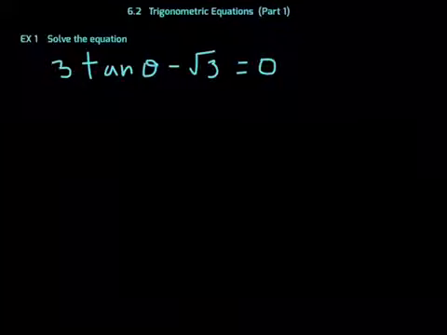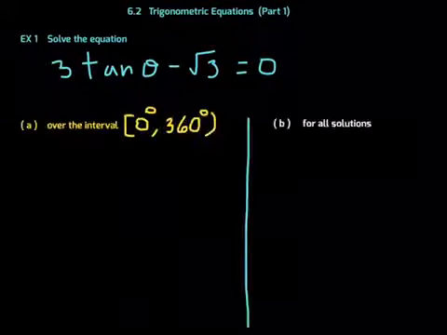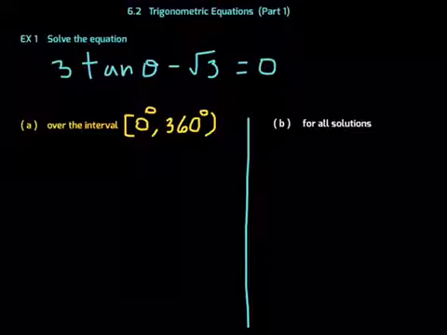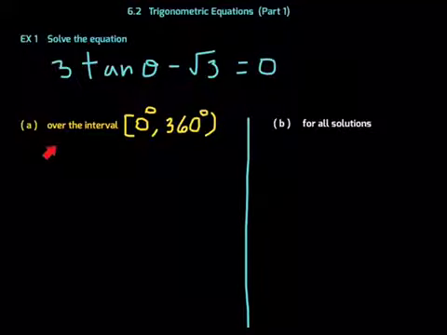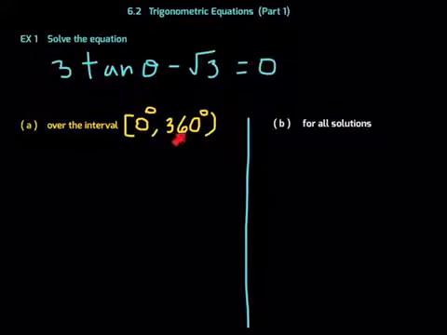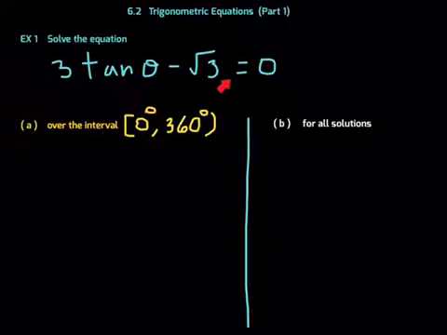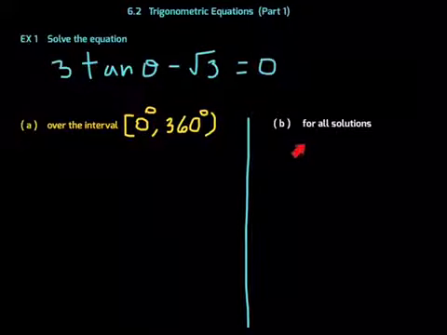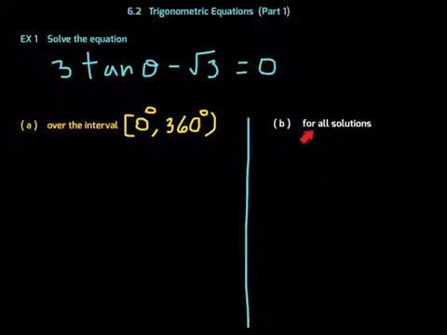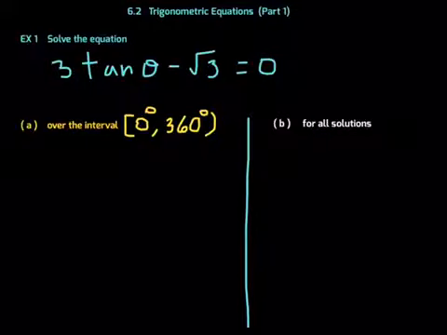All right, there's going to be 2 parts to this question. So we're going to solve for theta. The first part is solve for theta over the interval between 0 degrees and 360 degrees. So find all the values of theta around the unit circle, one trip around the unit circle, that will satisfy this statement. The second part will be solve for theta for all solutions. Okay, so let's do this first part together.